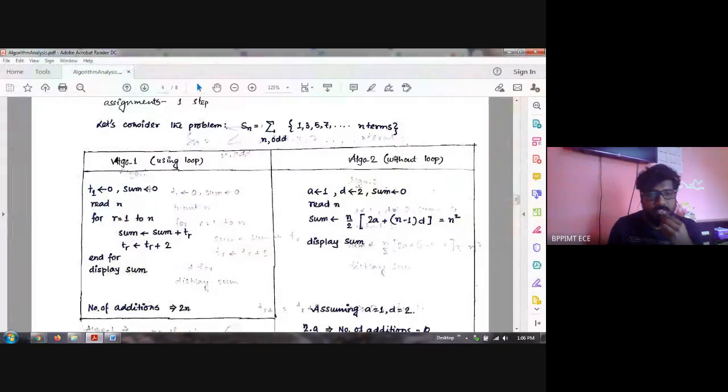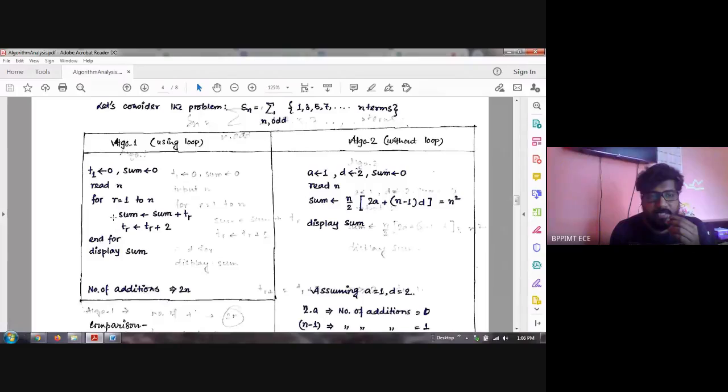T1 should be equal to 1, sum equal to 0. Then sum equal to sum plus tr. For the first case when r equal to 1, it will be sum plus 1, with T1 equal to 1. So in sum we will store 1. Then we generate the term tr equal to tr plus 2, so 1 plus 2, that is 3. So the next term is generated and stored in tr. In the next iteration, that tr equal to 3 is added to the existing sum, so we get sum equal to 1 plus 3, and so on. It goes on up to n number of times. Ultimately, the accumulated result is stored in sum, and we display the sum.